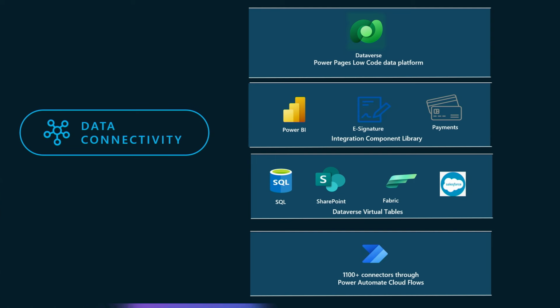Virtual tables enable the integration of data residing in external systems by seamlessly representing that data as tables in Microsoft Dataverse without the actual replication of data and without the need to add any custom code. In addition, there are also multiple other data sources that makers can connect with their Power Pages sites through Power Automate cloud flow integration and access to 1100 plus connectors.